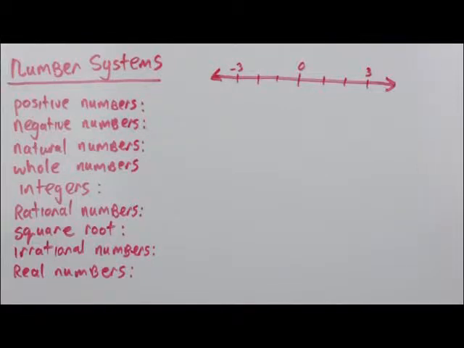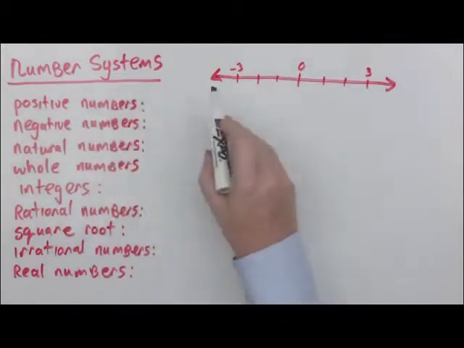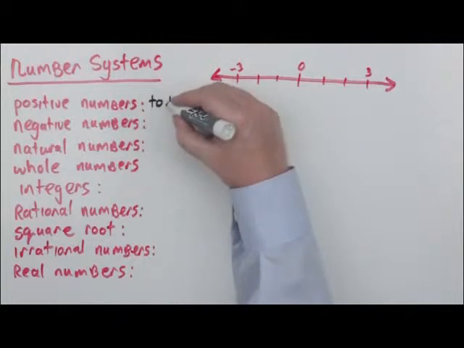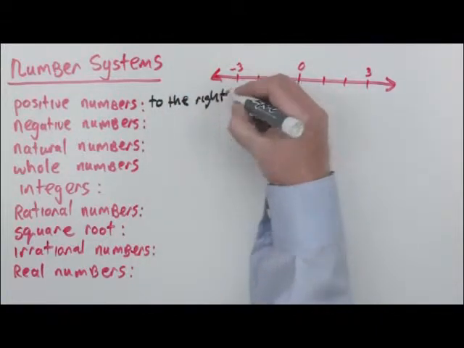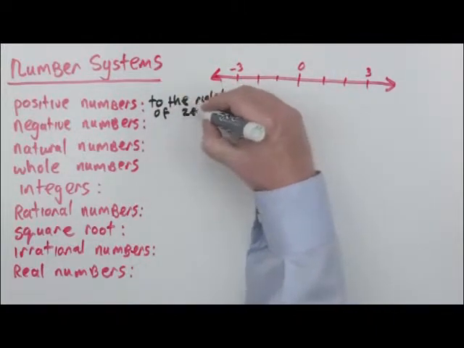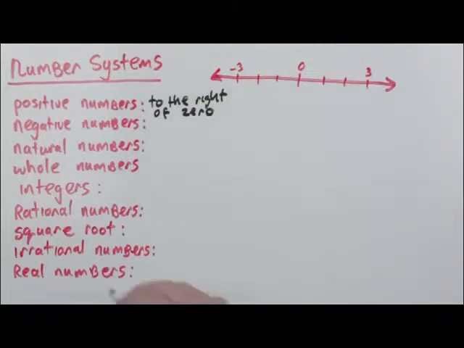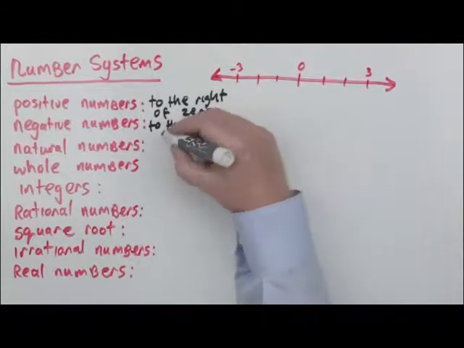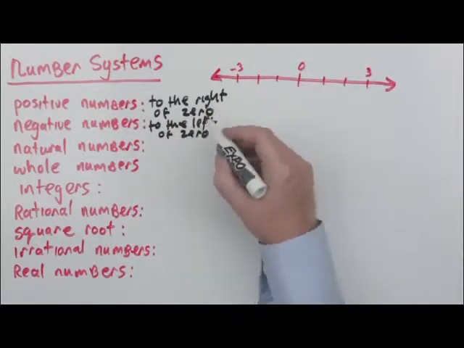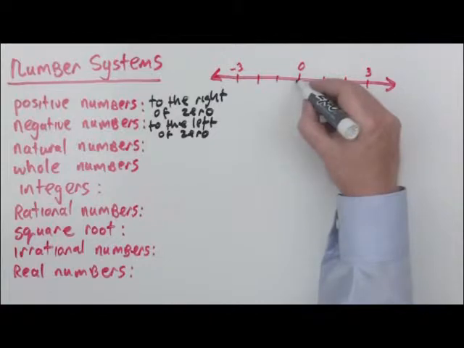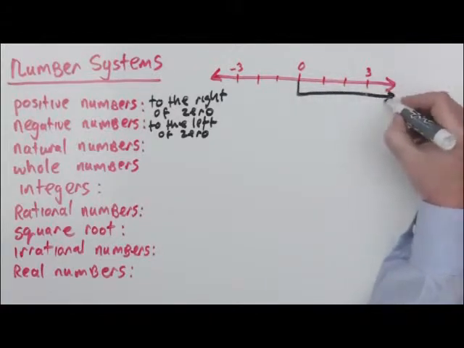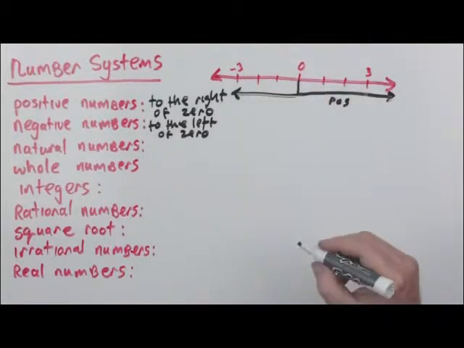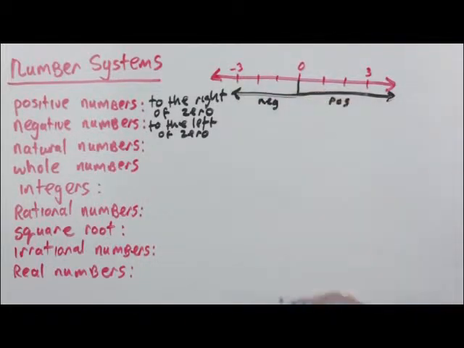The number systems we're going to talk about today are on the number line. This is a number line. Positive numbers are to the right of 0, and negative numbers are to the left of 0 on the number line. Let's look at that on our graph here. The positive numbers are to the right. These are all positive numbers up to infinity. And negative numbers are to the left, all negative numbers down to infinity.